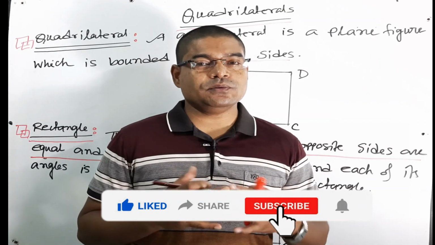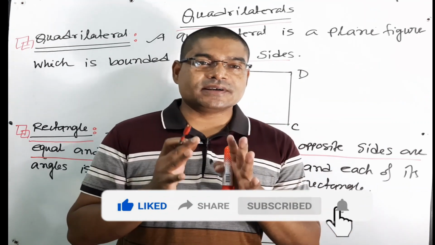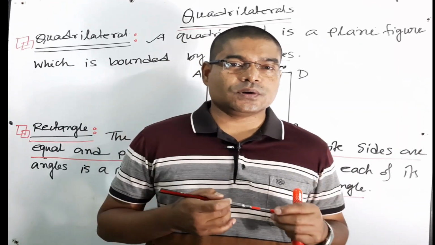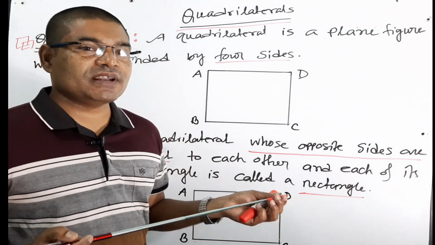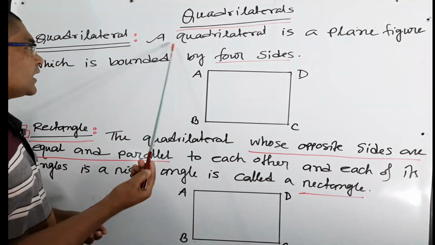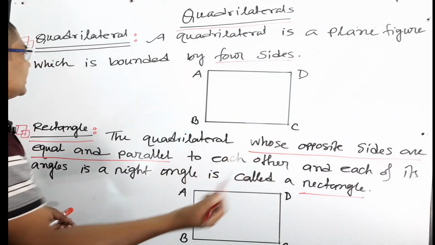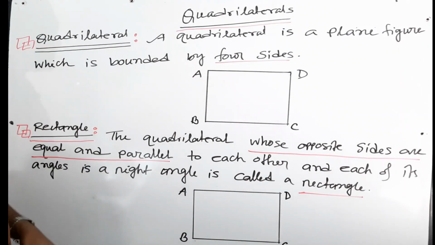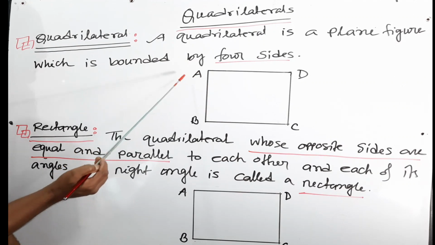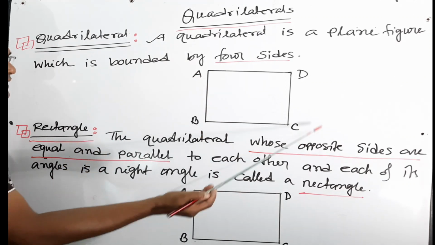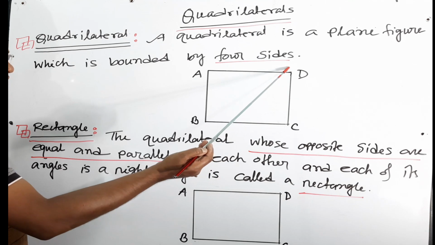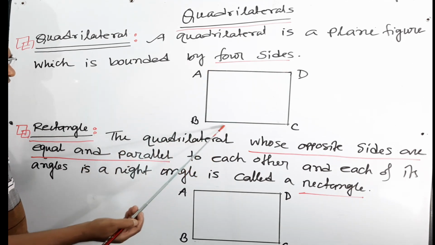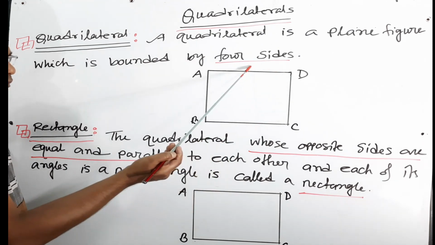Today I will teach you the quadrilateral. A quadrilateral is a plane figure which is bounded by four sides. So let's come back. We will have to know the definition of a quadrilateral. A quadrilateral is a plane figure which is bounded by four sides. Here four sides means AB, BC, CD, and you can see here is DA. So these are the four sides: 1, 2, 3 and 4.